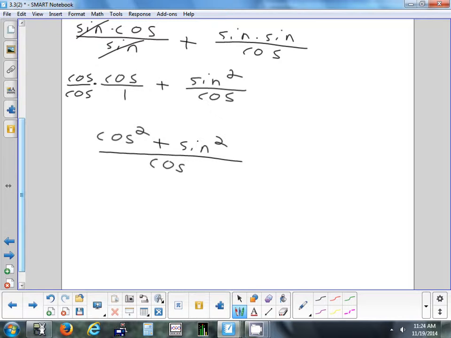Okay, now what's going to happen? You have cosine squared plus sine squared in the top. Why does the numerator equal 1? The numerator is your first Pythagorean identity. We wrote it as sine squared plus cosine squared. Cosine squared plus sine squared is the same thing. It's just rearranged. So this entire numerator becomes just a 1.